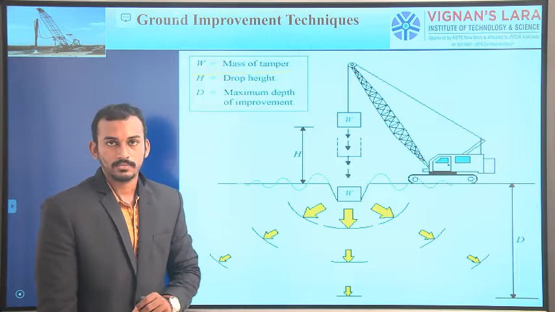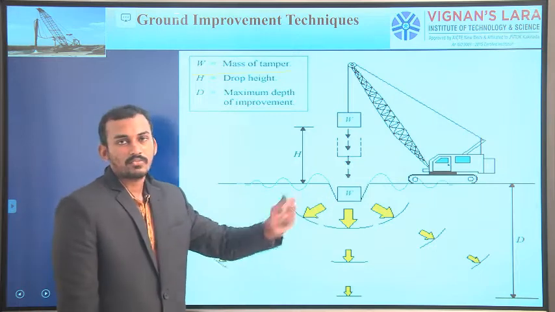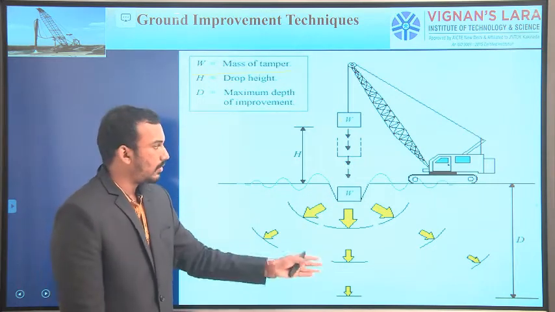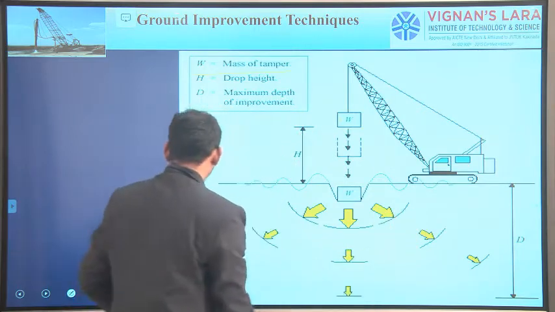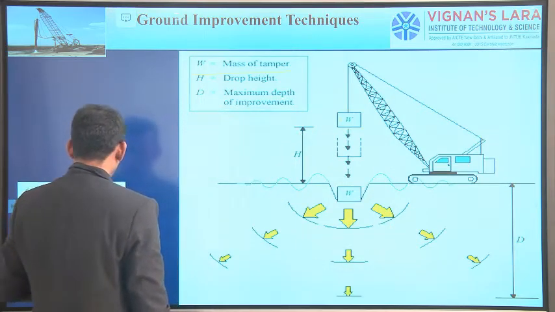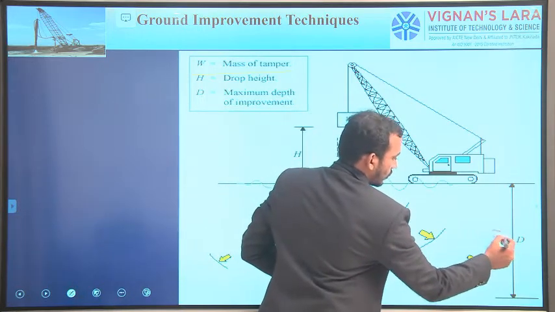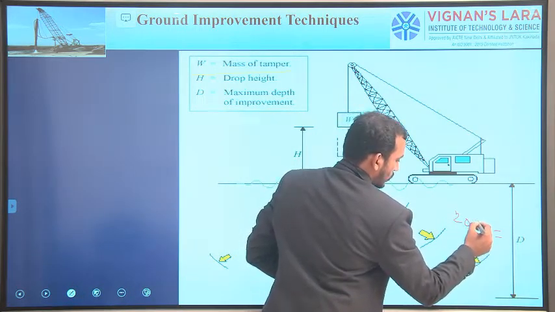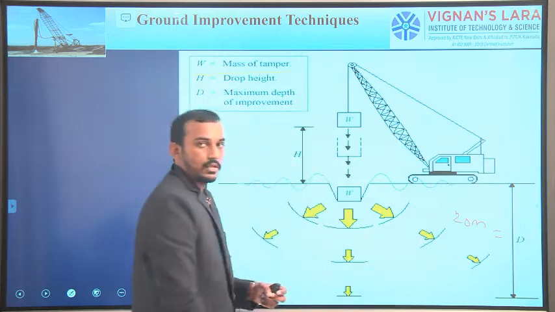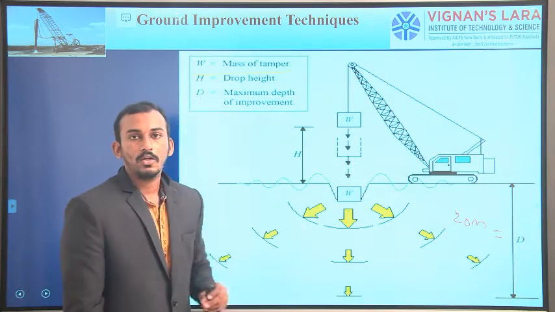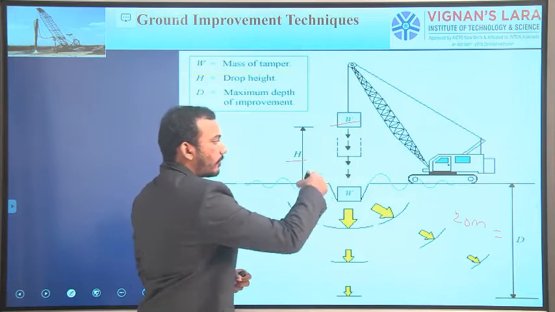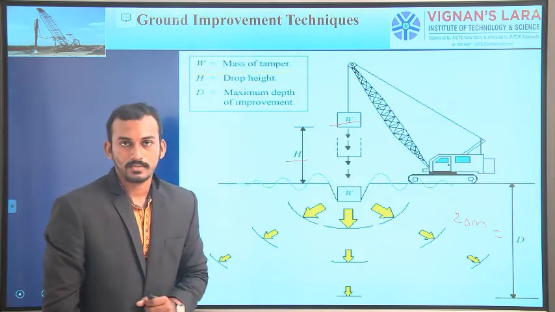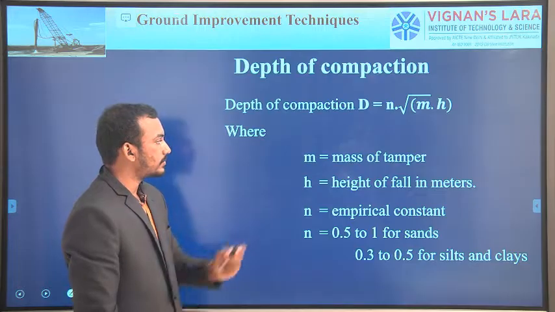So that is the question. Obviously we need to find the depth of the compaction, right? Then only we fix the weight and height. For example, we need to do compaction for a depth of 20 meters. We need to compact the soil up to a depth of 20 meters. So what is the weight of the hammer and what is the drop height that we need to fix? Okay. So let's find.